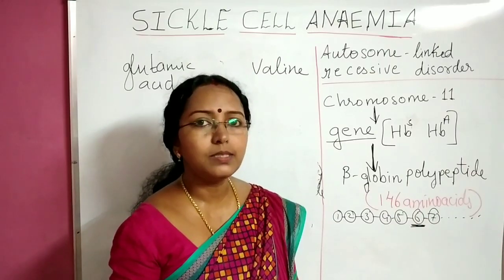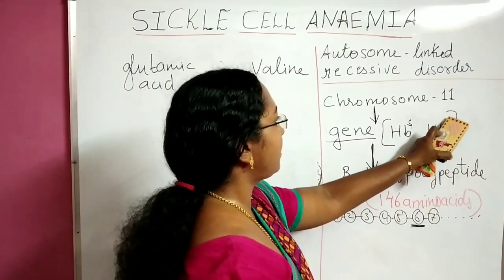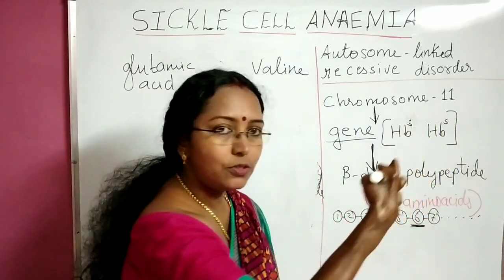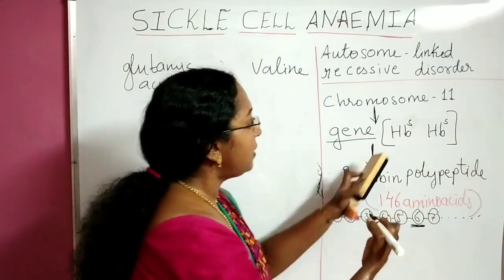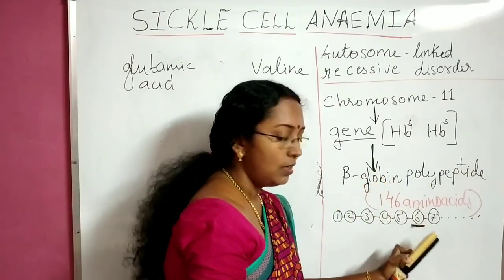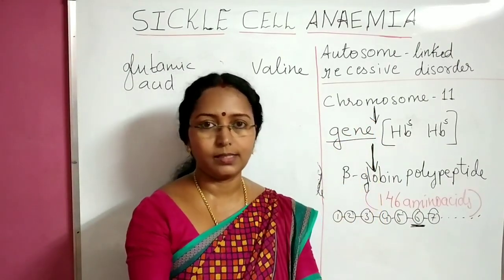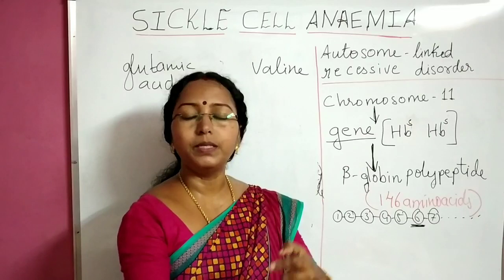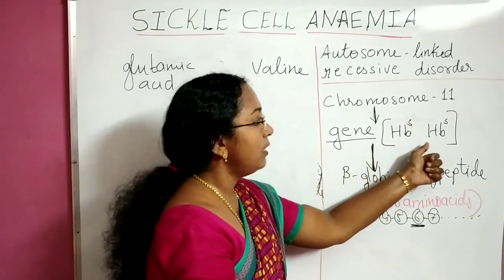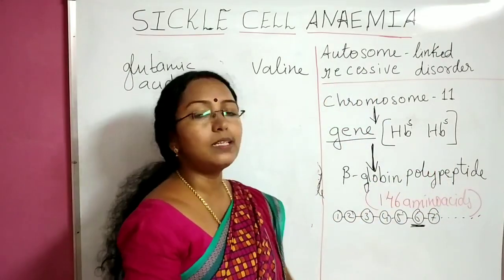Then when does the person become diseased? Only if both the alleles are affected. So both HBS, S I am writing to denote sickle cell. In that case only it will produce a defective polypeptide where instead of glutamic acid, valine is at the 6th position from both the alleles. So the person will get the disease. Only if both the alleles are affected the person will get the disease. That is why it is a recessive disorder.